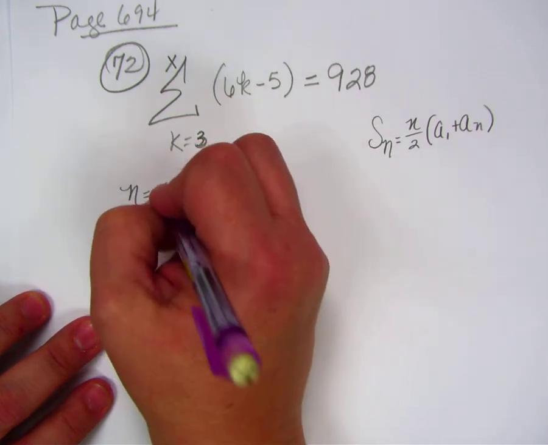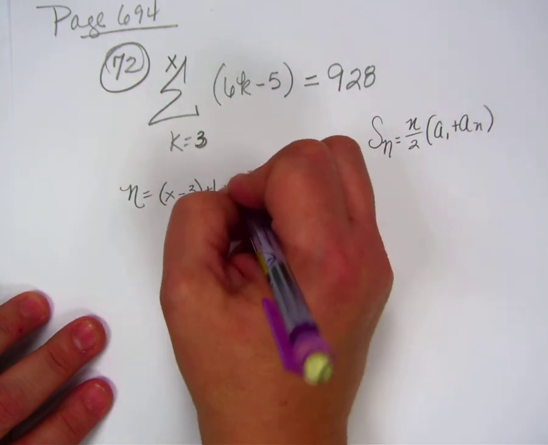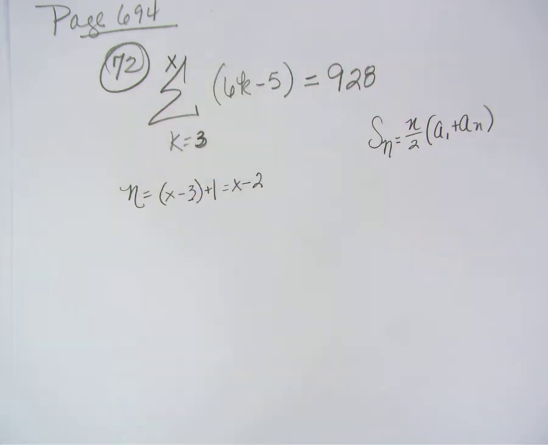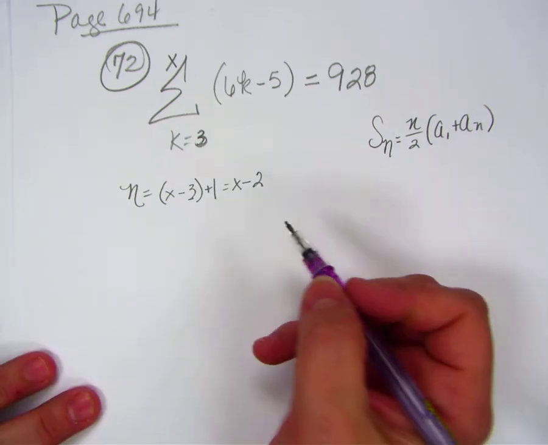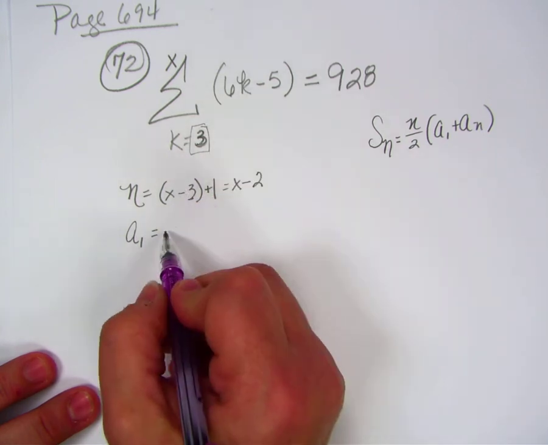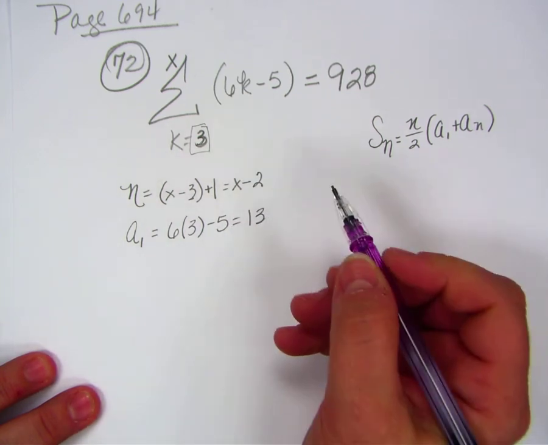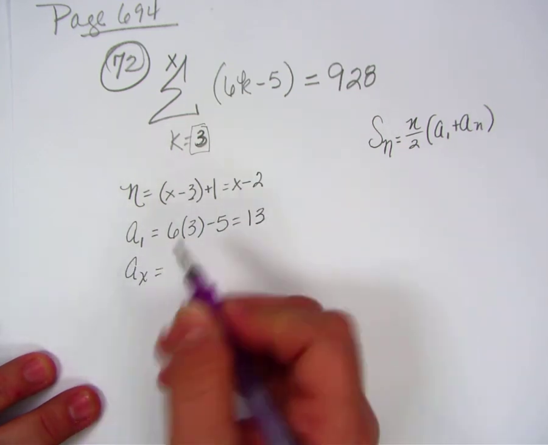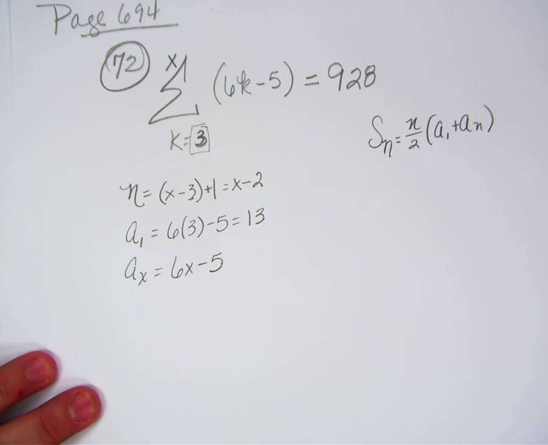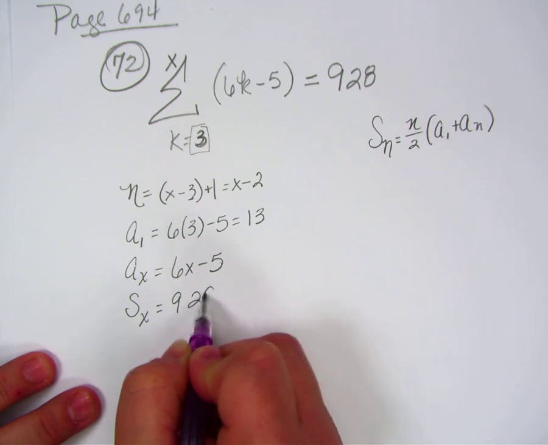Okay, so x minus 3 plus 1, which is x minus 2. So that's how many terms we have. I don't know what x is. The first term is what we get when we put a 3 in here. So that's 13. The xth term, whatever that is, is what we get when we put x in there. And I already know that if I add all these together, I'm going to get 928.